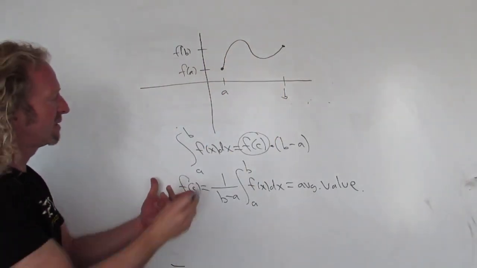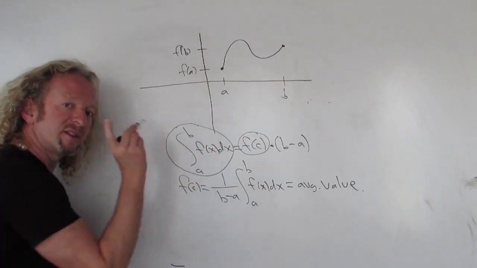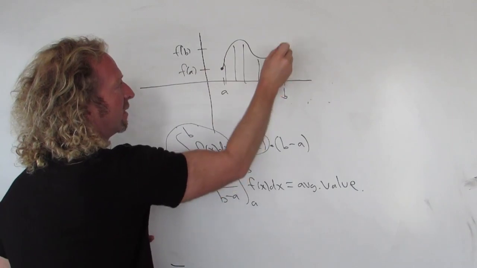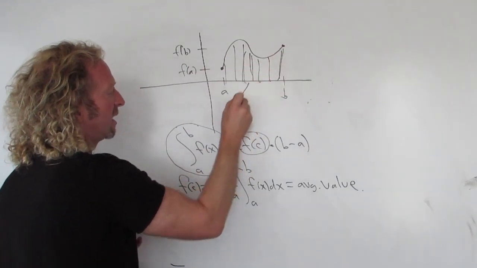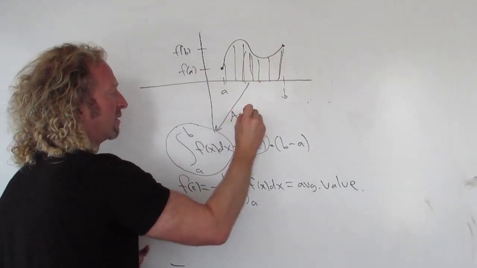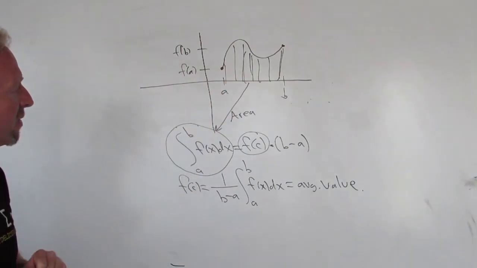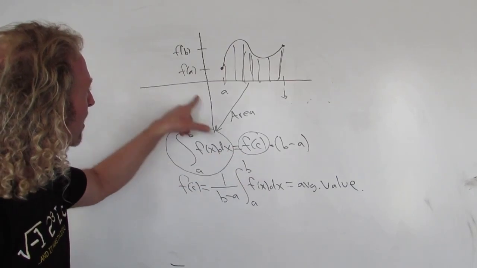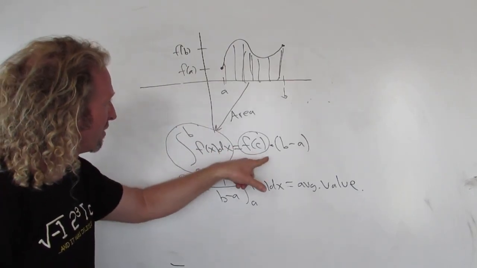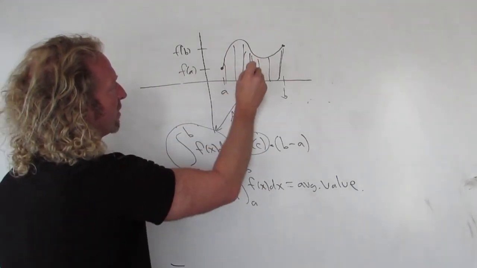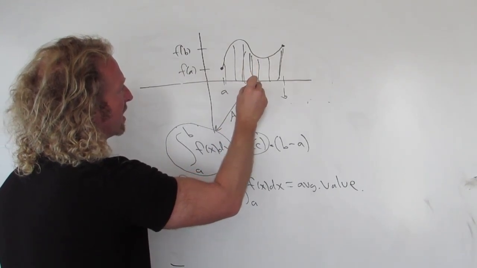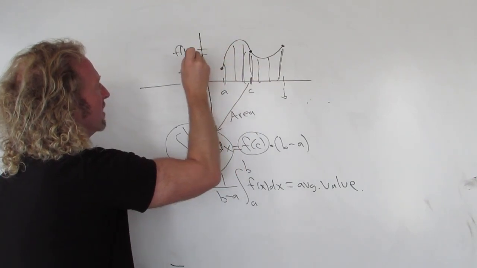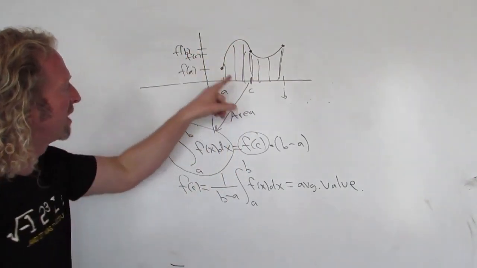First, let's examine this. This area here is the area under the curve, and the area under the curve is equal to this expression. So what is this expression? Well, the mean value theorem says there is a number c. I'm going to pick the number to be here so that the picture makes more sense. So if this is c, this is f of c.